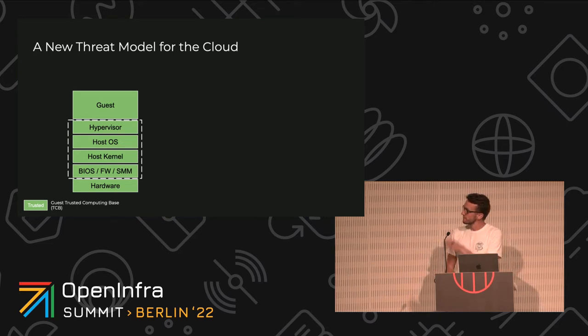And if you look at this picture here, this is a simplified software stack, the entire stack of a cloud workload, from the hardware up to the guest workload itself, including the BIOS, the firmware, the host kernel, the virtualization layer, everything. Today's cloud threat model basically assumes that as a tenant, you're going to trust all of those layers. When you're running your workload in the cloud, public cloud, private cloud, whatever, you have to trust all those layers.